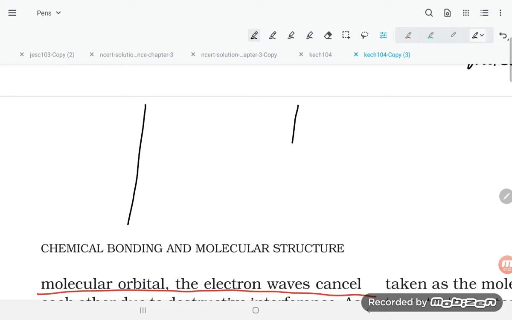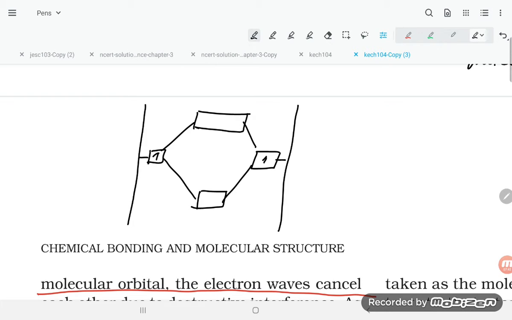Like if you are doing hydrogen, there are two atomic orbitals, right? Two atomic orbitals, and here is one electron, here is one electron. Now when you form the molecular orbitals, two molecular orbitals will form. One is called sigma, the bonding molecular orbital, and the other is sigma star, the anti-bonding molecular orbital, that is BMO and ABMO, right?